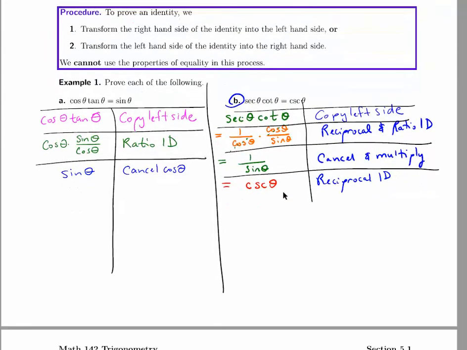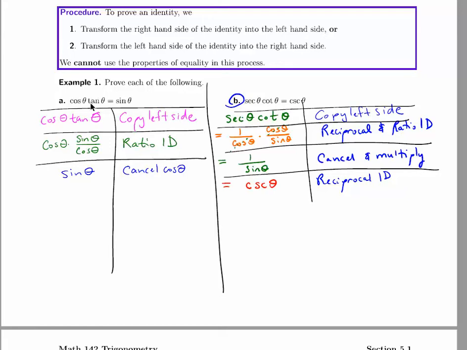Just like in the proofs we've already done, you're going to need to use a two-column proof where you have the statements on the left and the reasons on the right. The first step should be to copy one side of the identity, and the first reason should always be copy the left side or copy the right side. Then put one step on each line with an explanation beside it of what you just did.